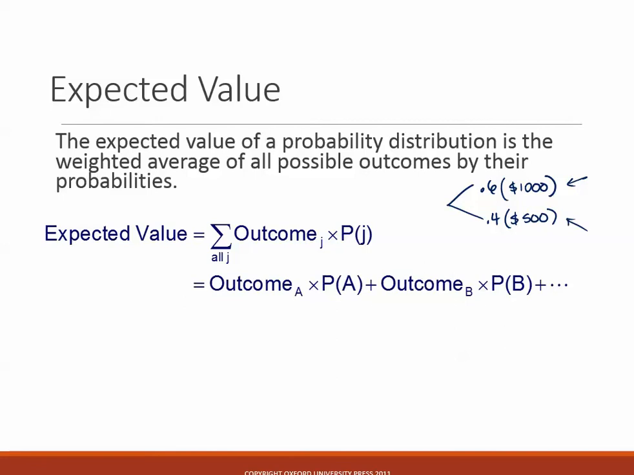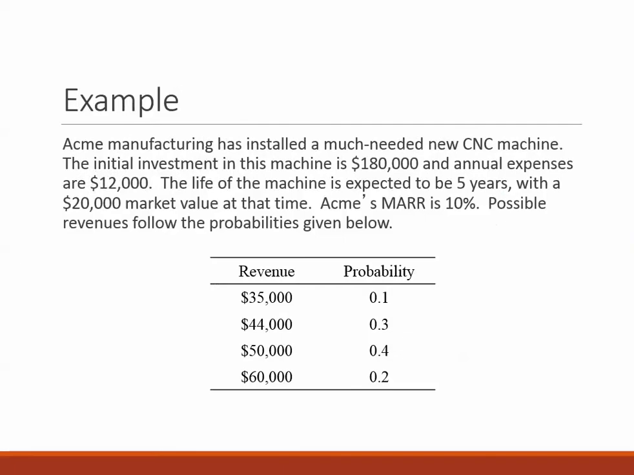Because if I make the analysis with the 1,000, well, I could always get 500. And if I use 500, I could always get 1,000. So this helps even things out. So here we have an example.